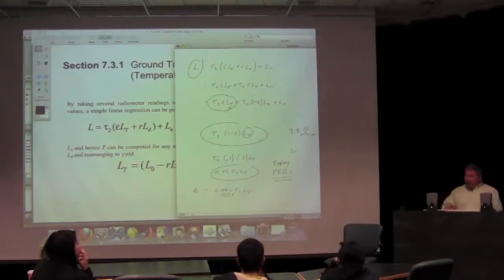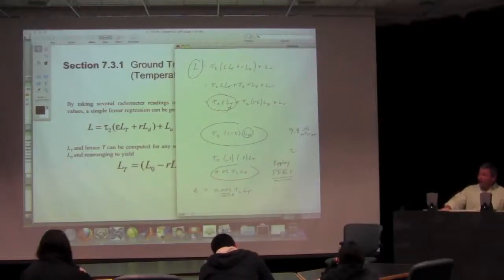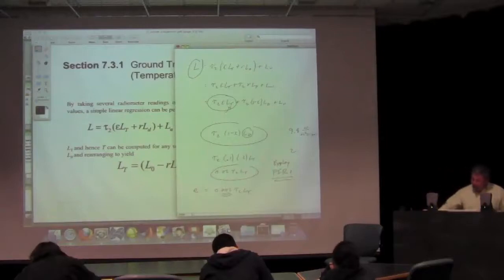So while downwelling radiance is important, you can't ignore it, but you could put up with some error. So, just something to think about if you do thermal experiments.